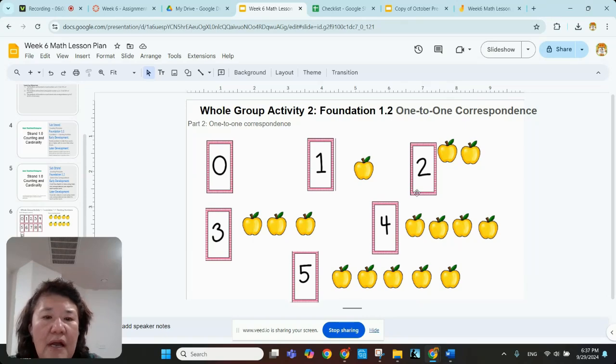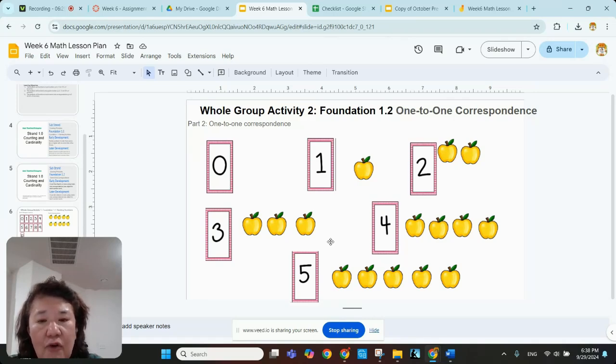For example, some of my students can count 1, 2, 3. But when I ask them, how many apples do you have? They keep answering me, 1, 2, 3. So when I keep asking them how many apples together, they do not understand the concept that the last number they count is the total number. So I have to reinforce them.